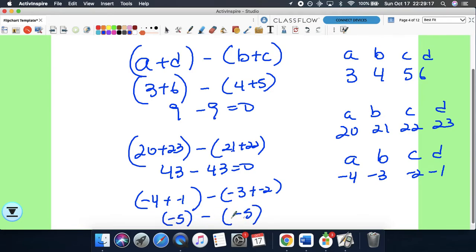And remember, this says negative 5 minus negative 5. Change it to addition, subtraction becomes addition, and the opposite of negative 5 is 5, so that becomes 0 as well. So it does seem that this works with positive and negative numbers. So always, I would say yes. Okay.